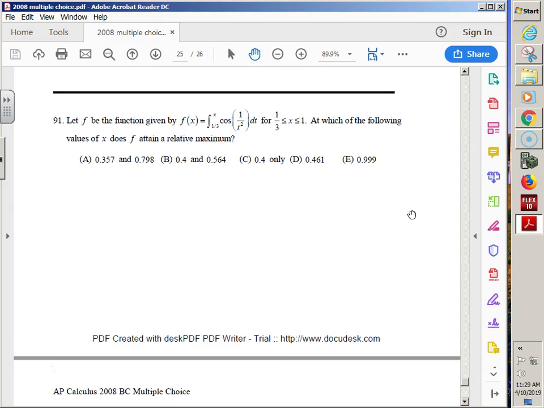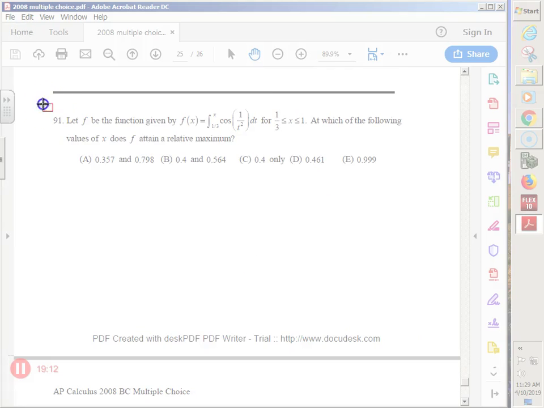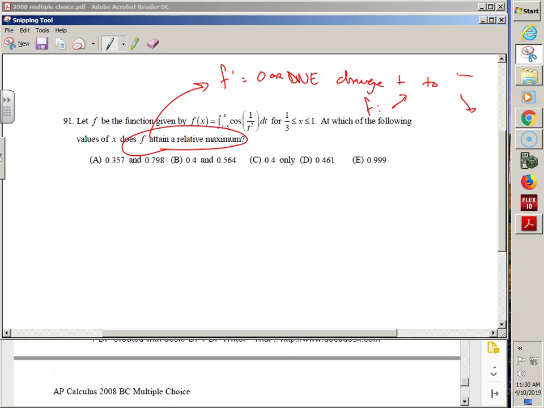Oof. Okay, the accumulator function. We're allowed to use our calculator, yeah? F be the function, F attain a relative max. I don't know about you guys, but I need my brain to process whatever it is they're asking, especially when it starts to look confusing. So F prime needs to be 0 or DNE and change, not that I would write it all out, positive to negative, right? Because then I have a relative max.